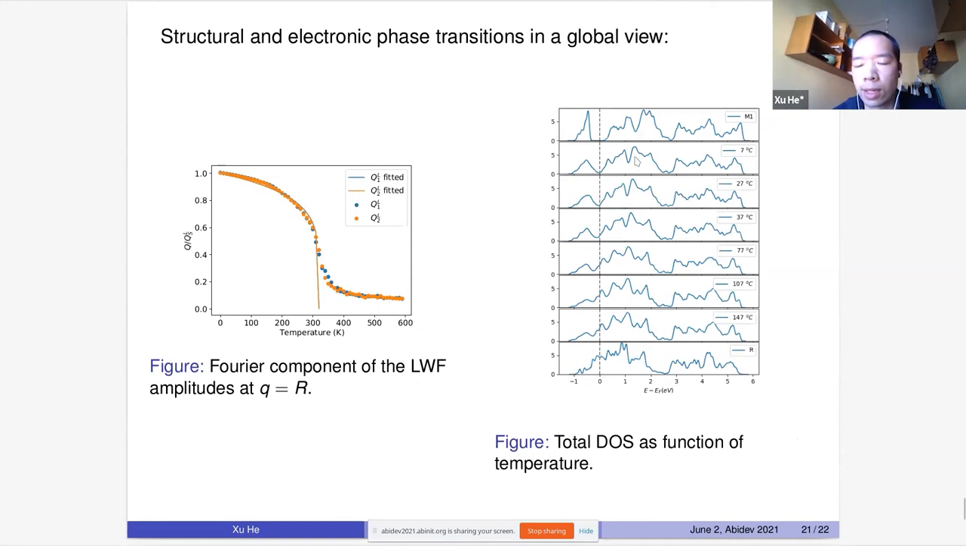We could also calculate the total density of states. We could see that at no temperature, it is mostly insulating, and at high temperature, it becomes more and more conducting.